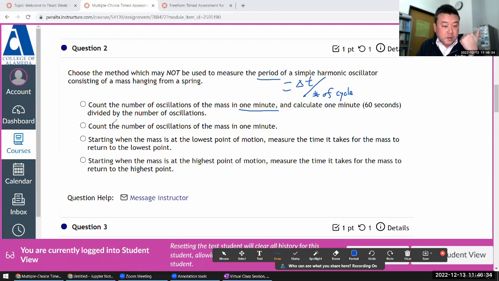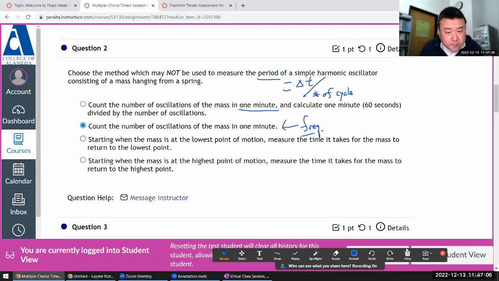This would be good. Count the number of oscillations of the mass in 1 minute. Okay, this sounds like a frequency, the reciprocal of period. Let me check the other two. Starting with the mass at the lowest point of motion, measure the time it takes for the mass to return to its lowest. Yeah, this is what we call the trough-to-trough method. So, yeah, sounds good. Highest point, yeah, this would be peak to peak. So okay, the one that's wrong is this one.